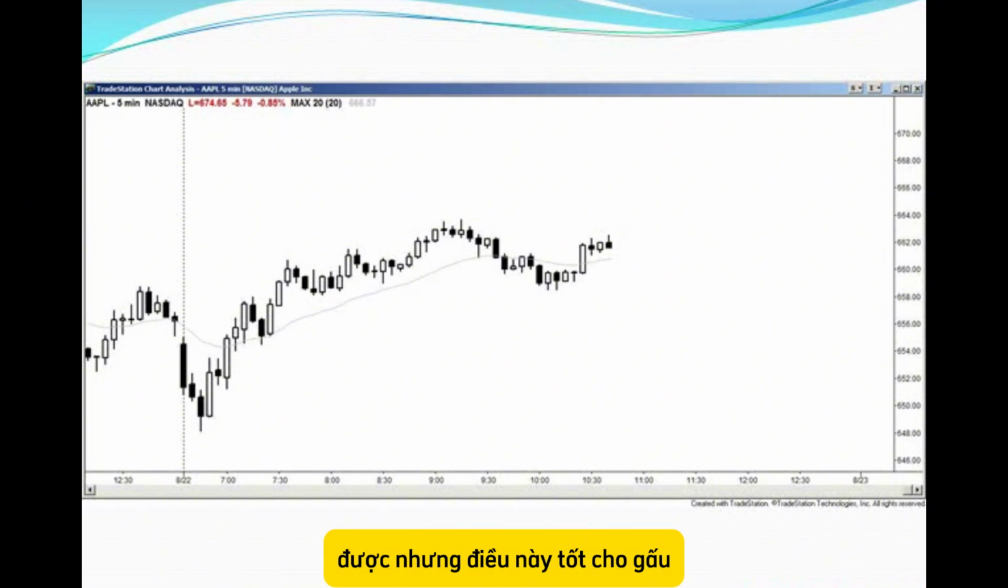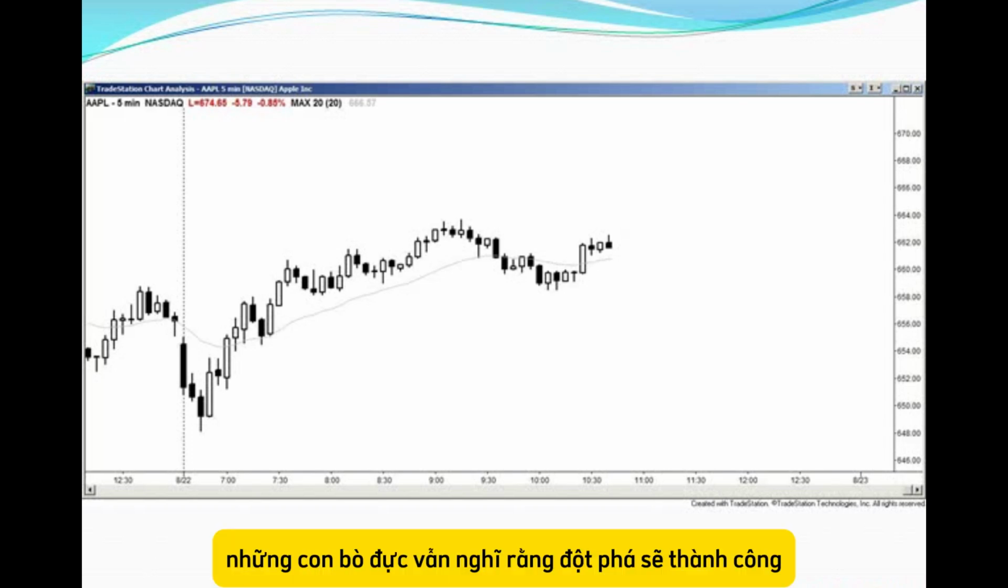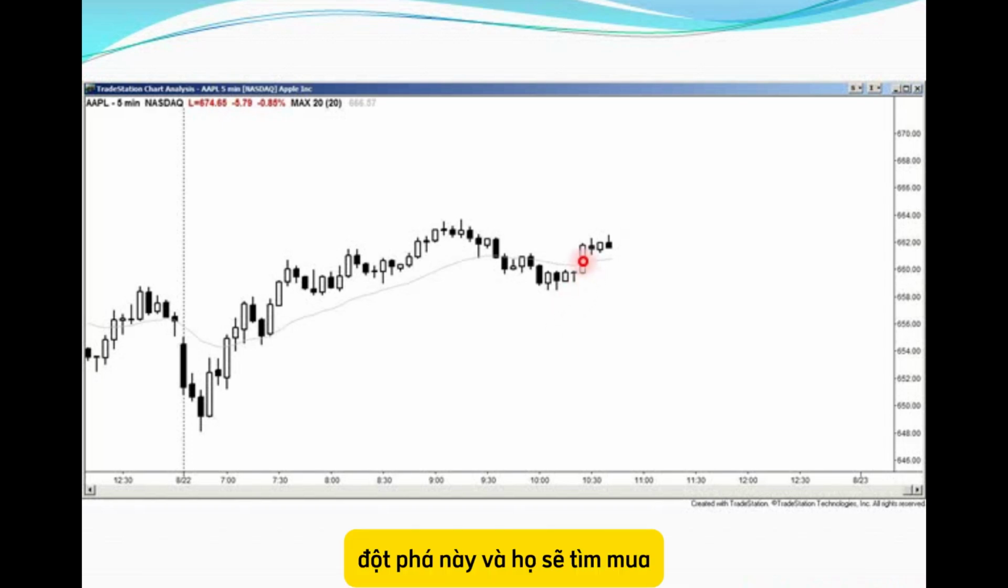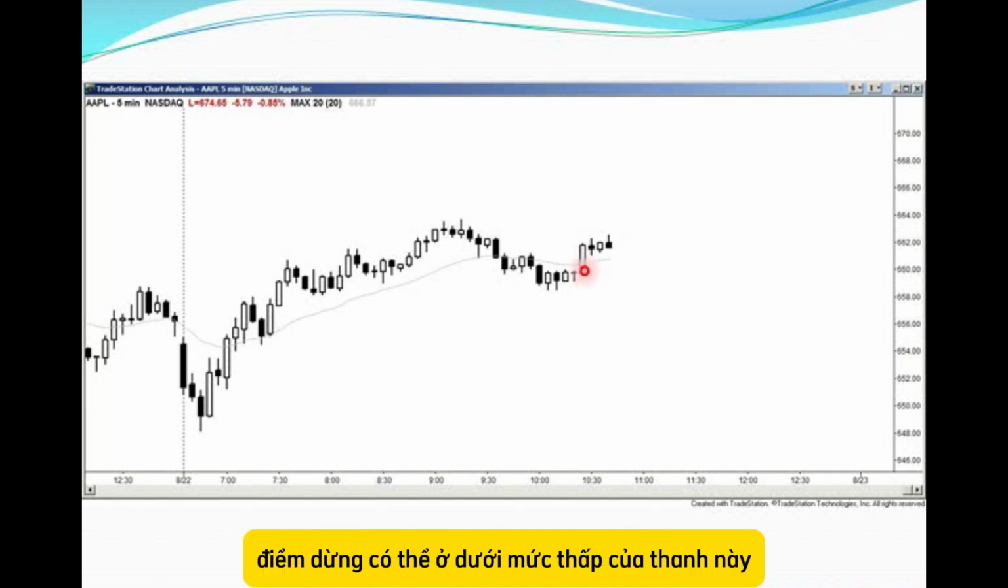Okay, but this is good for the bears. The market is losing momentum. No follow through after that strong bull breakout. The bulls still think the breakout will succeed, and they think any sell-off here will be simply a pullback from this breakout, and they'll look to buy. Their stop might be below the low of this bar, might be below the recent higher low.